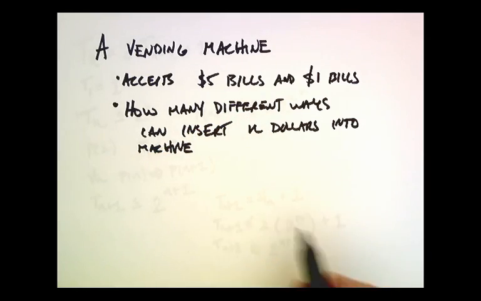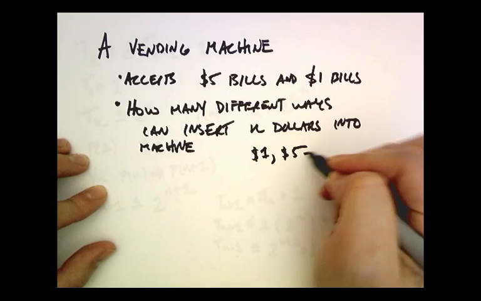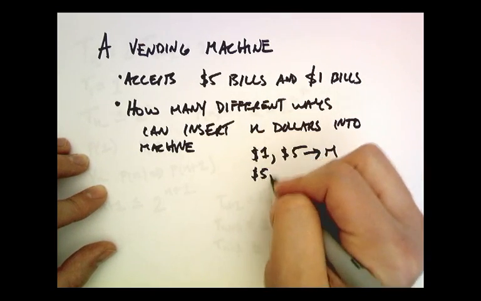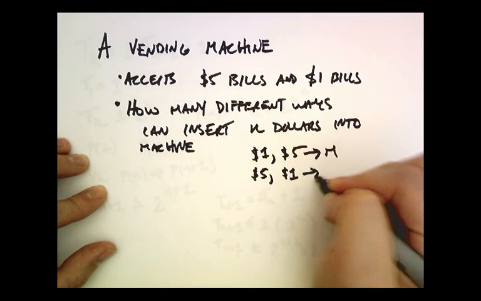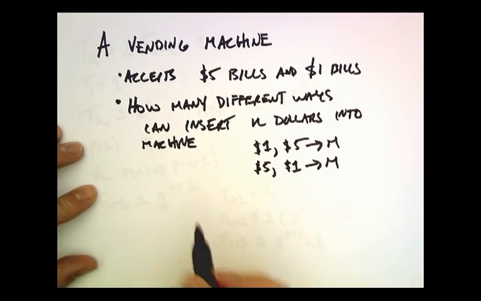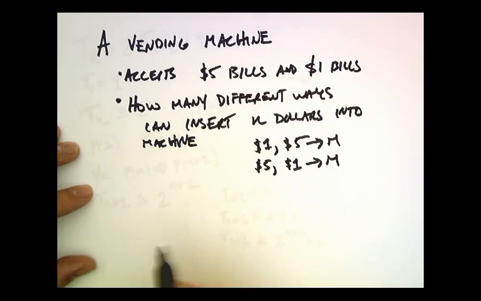So if you first insert a $1 bill and then a $5 bill, that's different than if you insert a $5 bill and then a $1 bill into the machine. So order matters as to how you're inserting these dollars into the machine. But I want to know, given n dollars, how many different ways can I insert n dollars into this vending machine? Okay. So let's write a recurrence for this.